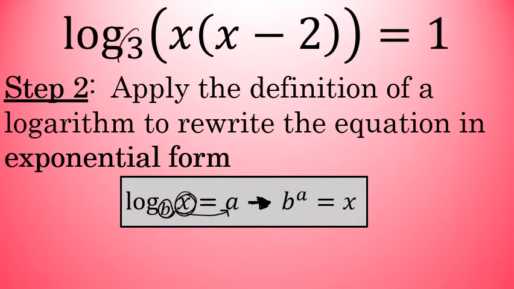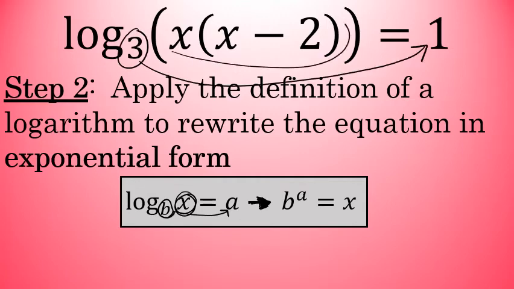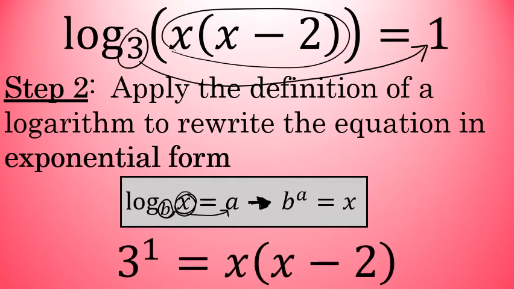In this case, the base is 3, the number on the other side is 1, and we're taking the log of x times x minus 2. So rewriting that in exponential form would be 3 to the first power, 3 to the power of 1, equals x times x minus 2.